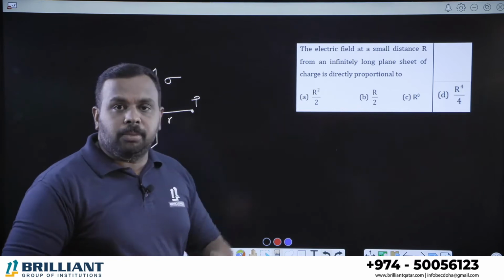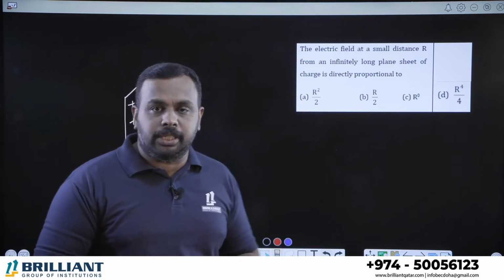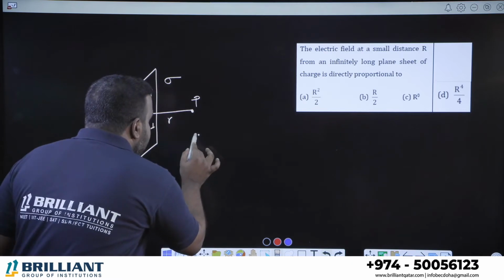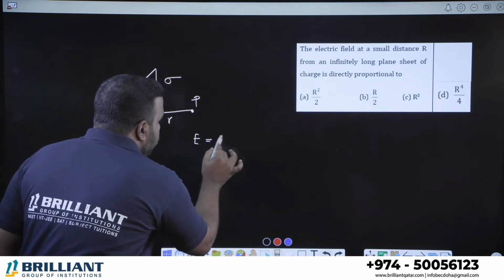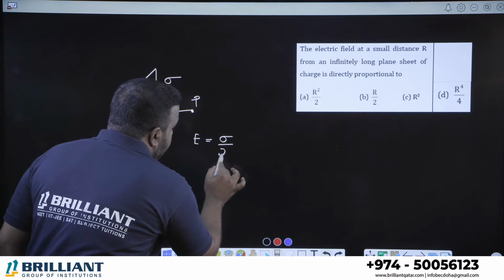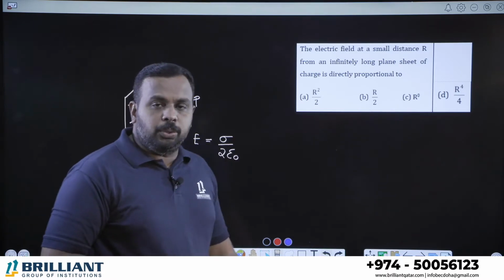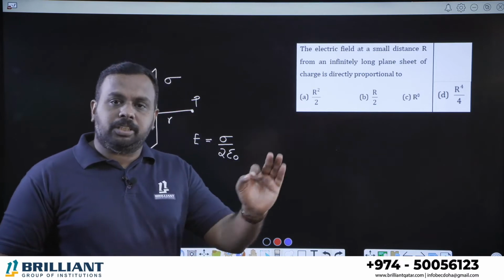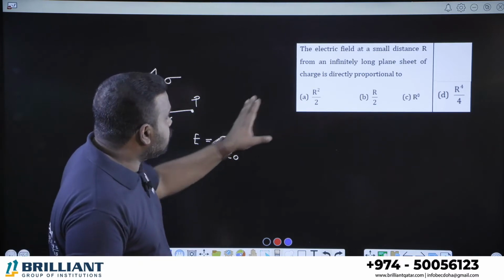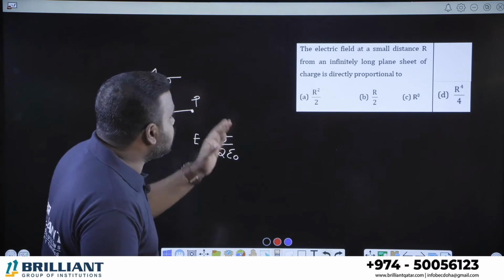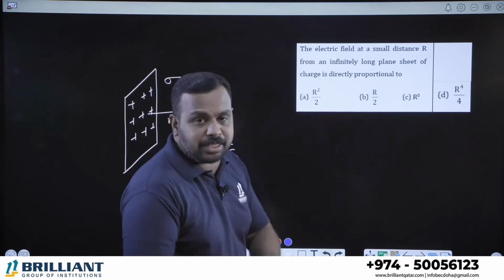Then we got a formula. We have derived a formula by using Gauss theorem. And what is that formula? E is equal to sigma by 2 epsilon naught. It's an important equation. Intensity of electric field due to a plane sheet of charge is sigma by 2 epsilon naught. So in this question, what they are asking is how this electric field is related to the distance.